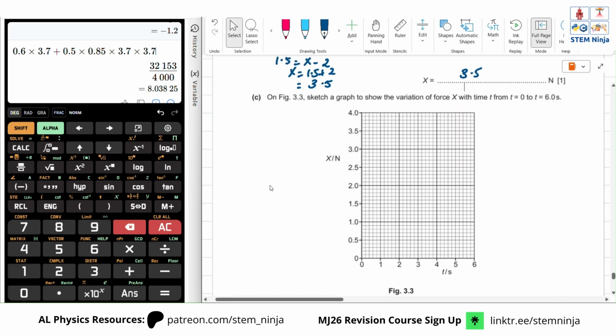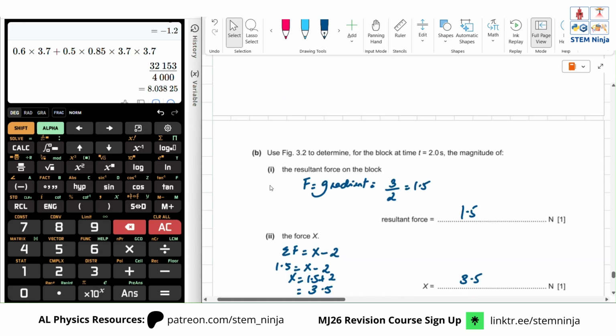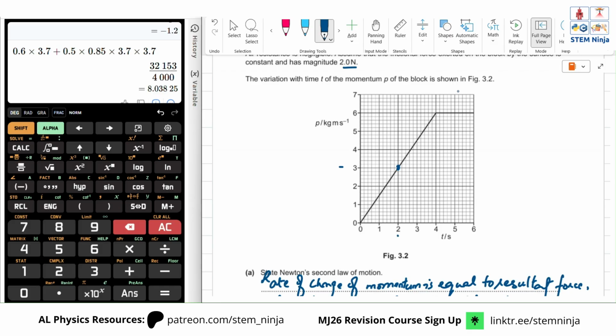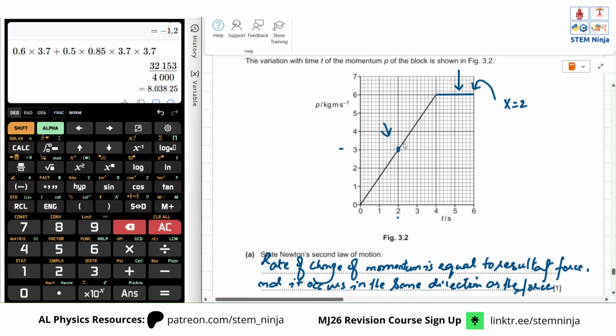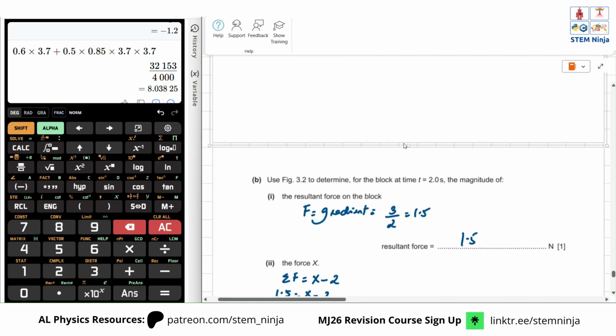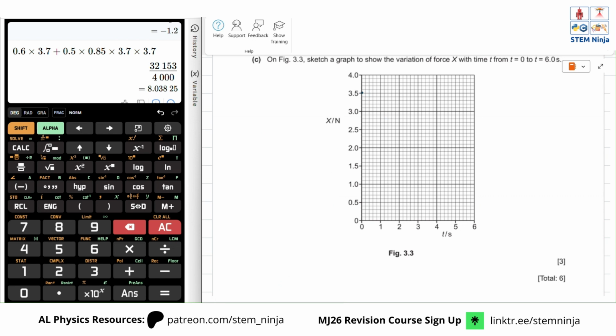On figure 3.3, sketch a graph to show the variation of force X with time t from t is equal to 0 to t is equal to 6 seconds. So over here, in this part, the resultant force has become 0, so that means X will become 2 over here. In this part, it is 3.5, and then it becomes 2. So from 0 to 4, 3.5, and then it becomes 2. Simple. That's it.